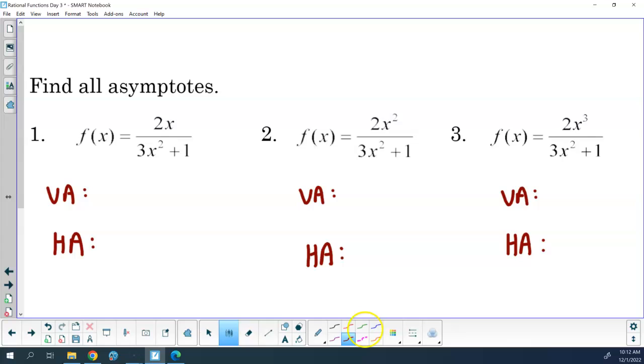Okay. So if we said 3x squared plus 1 equals 0, then that would be 3x squared equals negative 1. That would be x squared equals negative 1/3, right? And can we take the square root of negative 1/3 and have it be real? Nope. So there's none throughout there. So on all of these, there is no vertical asymptote.